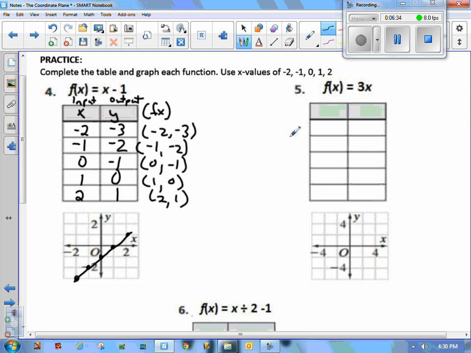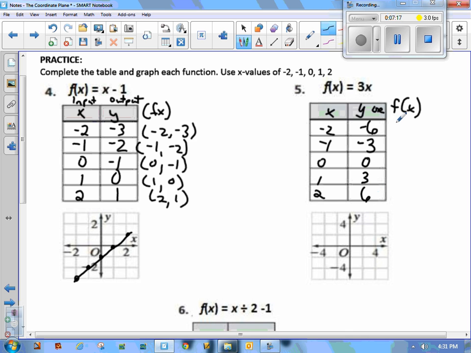Let's try that for number 5 here. So again, here's our x, here's our y, or remember we can call it our f of x, function of x. Again, we're using these values, negative 2, negative 1, 0, 1, and 2. I'm going to plug in wherever x is in my function here, my rule. So my first one's going to be 3 times negative 2, and that's going to give us a negative 6. Then I'm going to take 3 times negative 1, which is a negative 3. 3 times 0 is 0. 1 times 3 is 3, and 2 times 3 is 6.